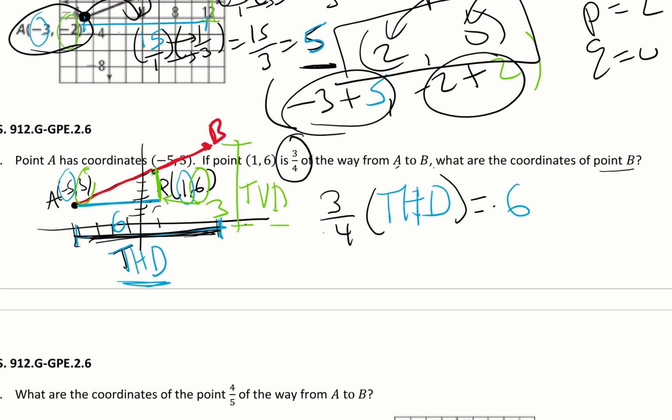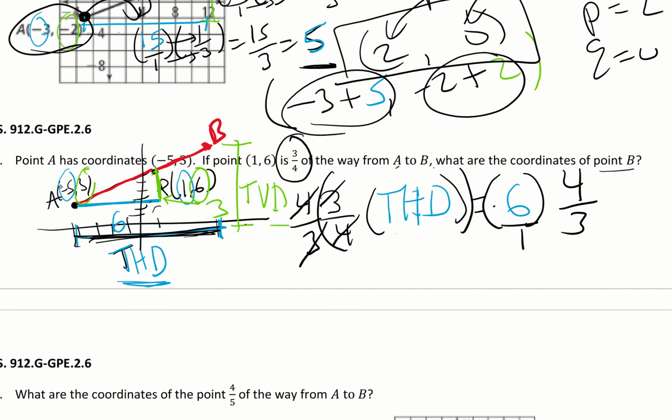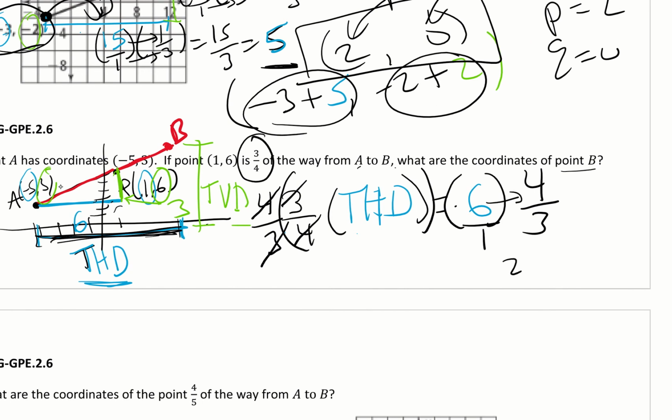Okay, so let's repeat that again. The big one, whatever the big one is, 3/4 of that is going to give me 6. If I were to cut it by 3/4, it would give me the smaller one. And so now we can solve this equation. Let's multiply by the reciprocal here to cancel those out. 6 times 4 is 24. 1 times 3 is 3. 24 divided by 3 is 8. So the total horizontal distance is 8.